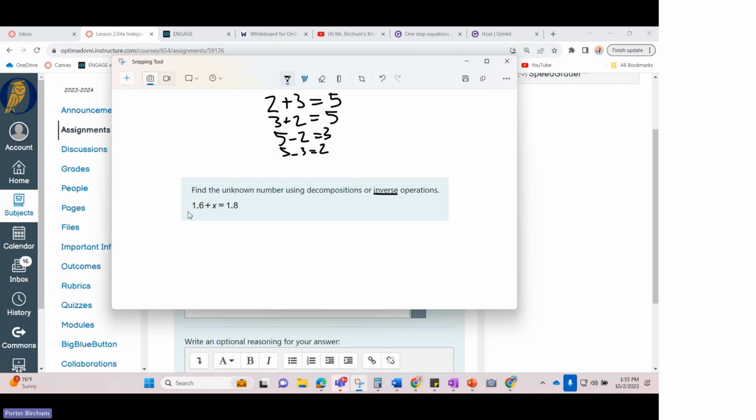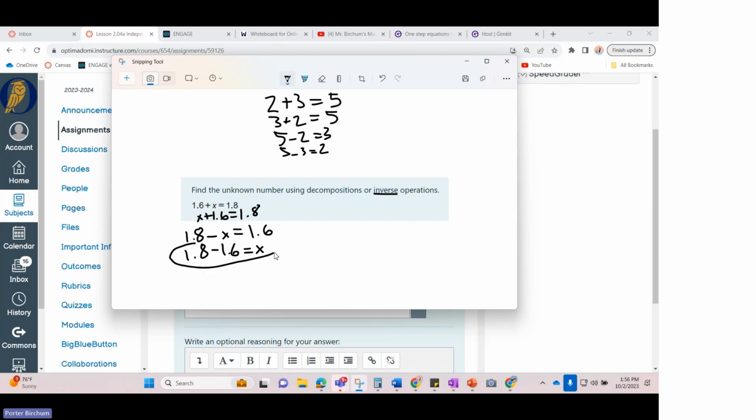Okay, so now I'm going to rewrite my number family for here. 1.6 plus something is 1.8. So something plus 1.6 equals 1.8. And then it looks like the last number when it's addition becomes the first number for subtraction. 1.8 minus something equals 1.6. And 1.8 minus 1.6 equals question mark.